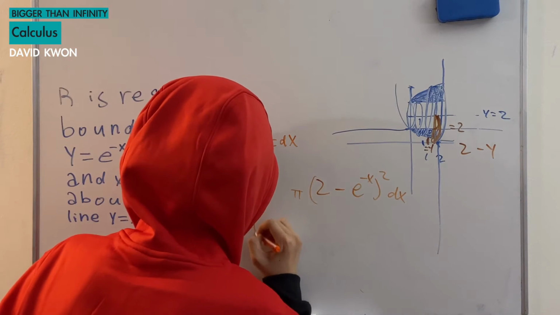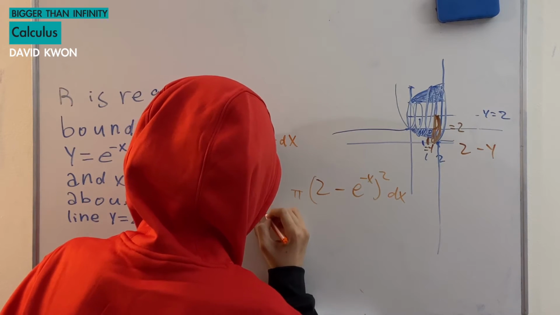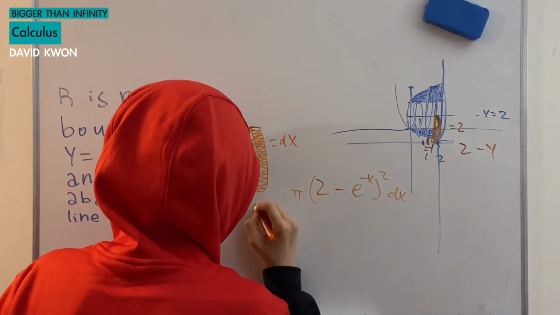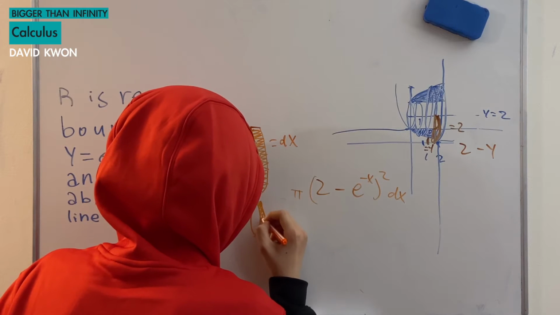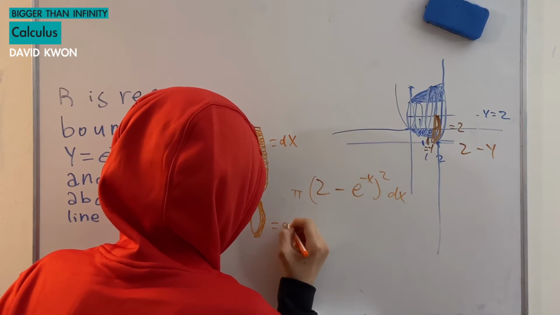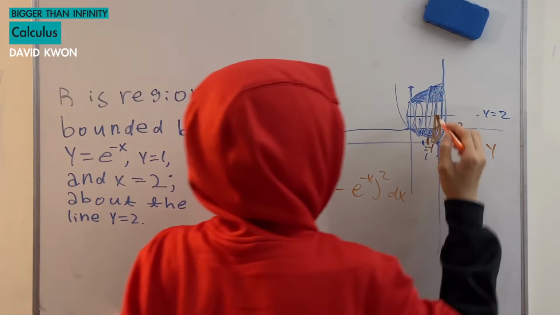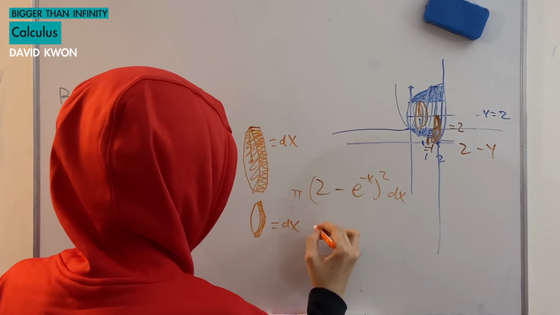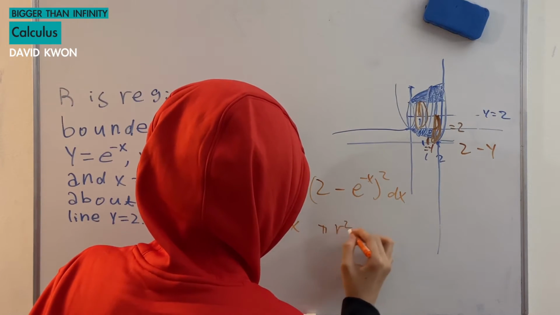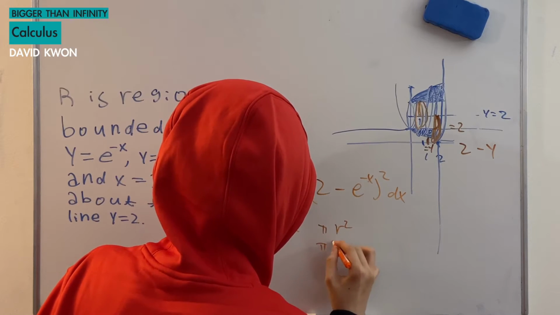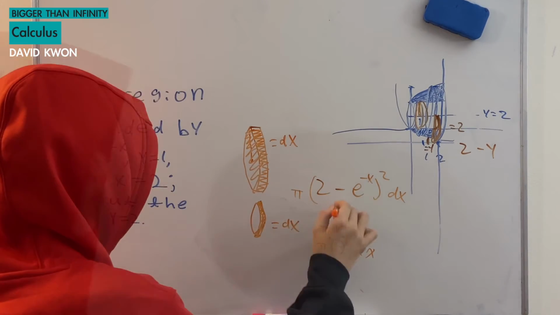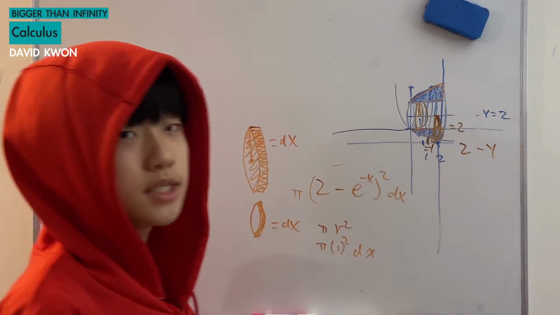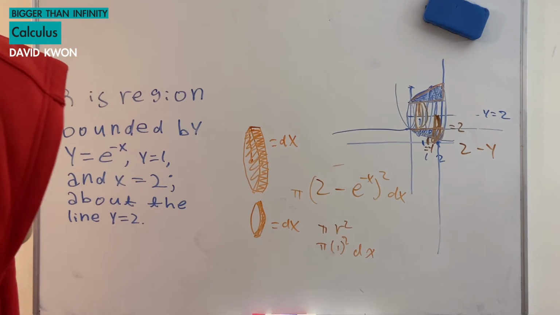And now, let's find the smaller disk. You see, this doesn't look like a disk, so let's redraw that. This very short length is, of course, still equal to dx. And now this disk right here, the area is pi times r squared, where r is equal to 1. So pi times 1 squared times dx. If I subtract both of them, I only get these parts that will spin across y equals 2.